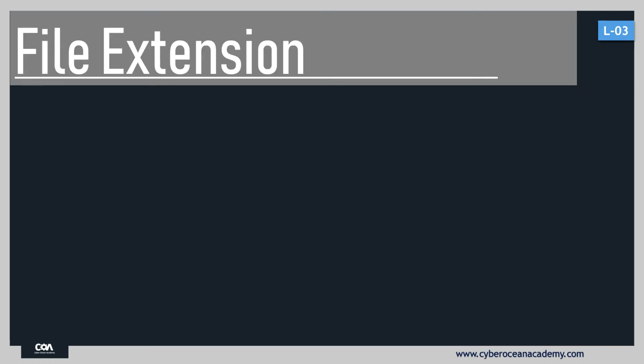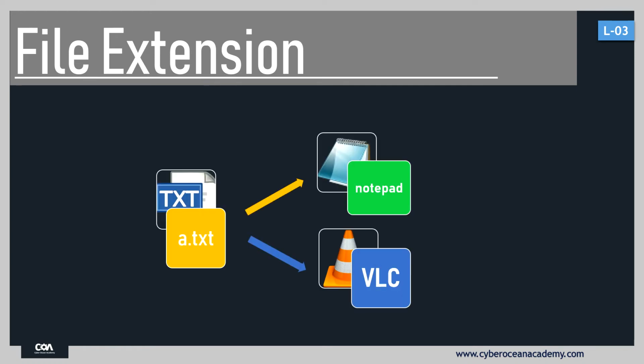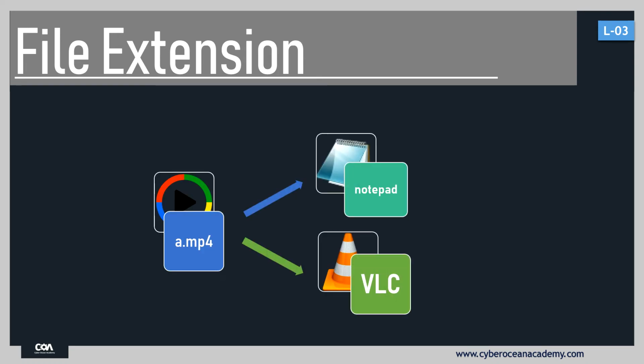To understand OS extension, we first have to understand how different types of software understand different file extensions. Suppose we have a text file, then we can't open that text file in VLC software. In the same way, if we have an MP4 file, we can't open that MP4 file in Notepad. So we can say that different file extensions are understood by different software. VLC understands only MP4 files and Notepad only understands text files.